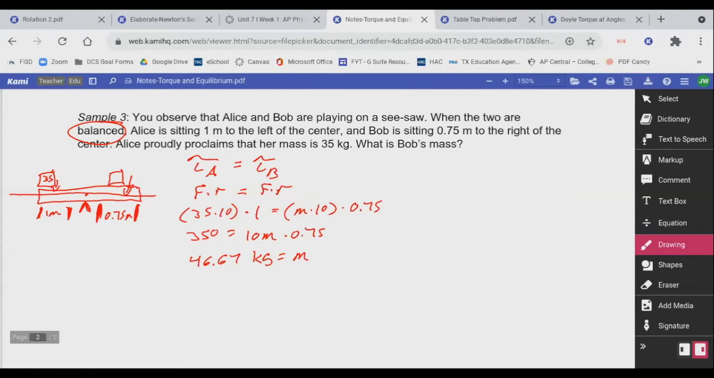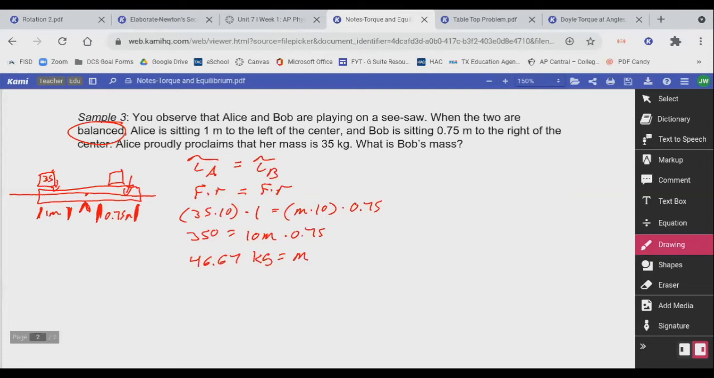Mr. Watley? Yes. Where did you get the 10 from again when you were finding force? Because force is mass times acceleration. And I had the mass of Alice and I was looking for the mass of Bob. And in order to make their masses into a force, I used the acceleration of gravity and basically turned it into their weight, because your weight is your mass times gravity, right? Mm-hmm. That's where the 10 came from. Okay. From little g.